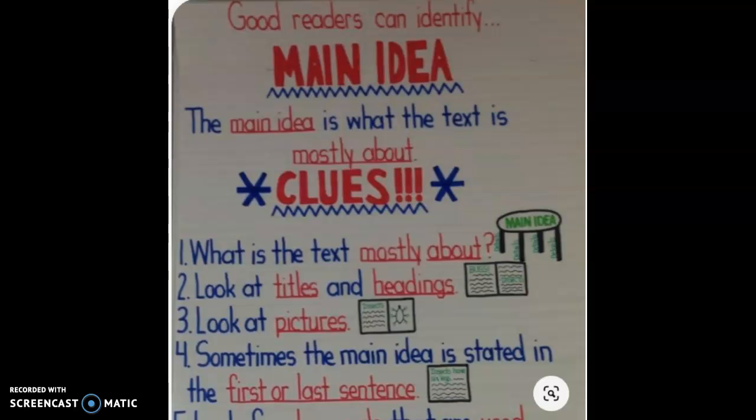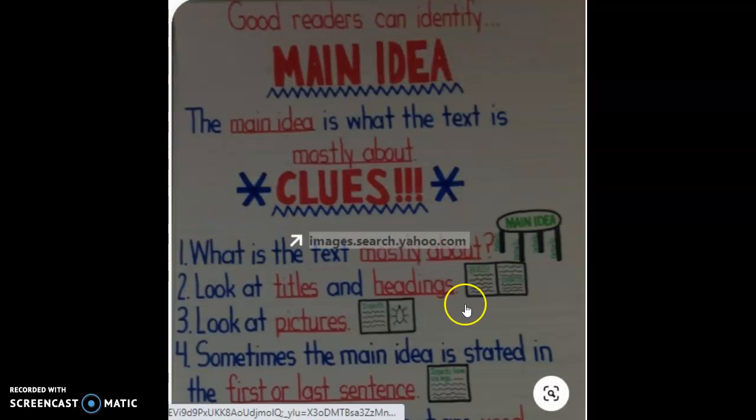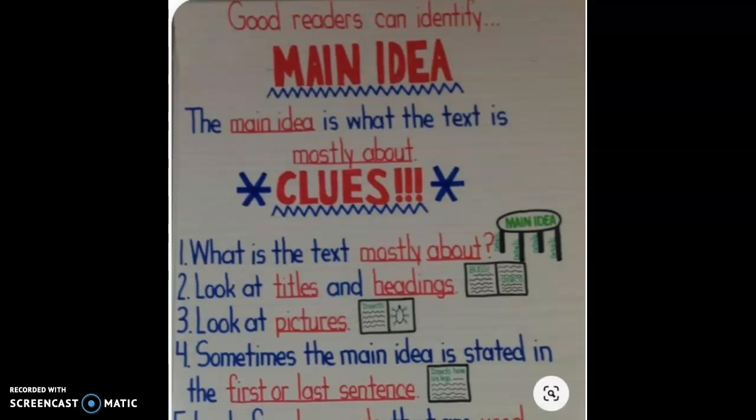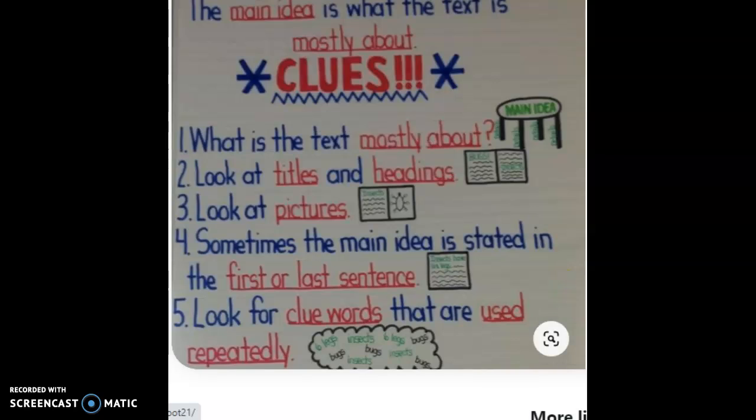Main idea and supporting details are so important. If you were able to identify the main idea of what you read, that means that you have a very clear understanding of what you just read. Okay? So again, the main idea is what the text is mostly about. The way we can find the main idea is by looking at the title and headings, looking at pictures and captions, the first and last sentence, or repeated words that are told over and over again.